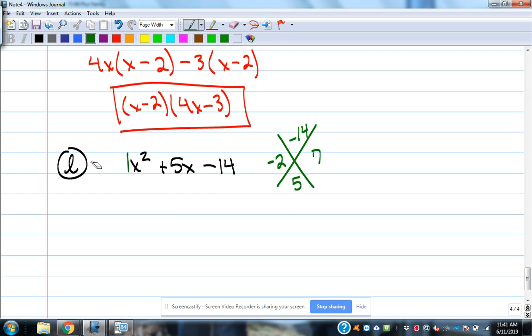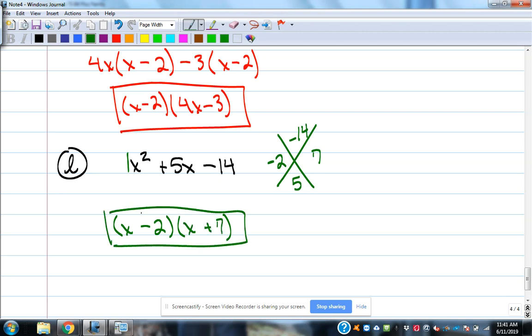Because there's a 1 in front of x squared, I can shortcut to my factors. X minus 2, x plus 7. Because there's a 1 in front of x squared. That's the only time I can do that. If there's anything else there, I've got to do grouping.